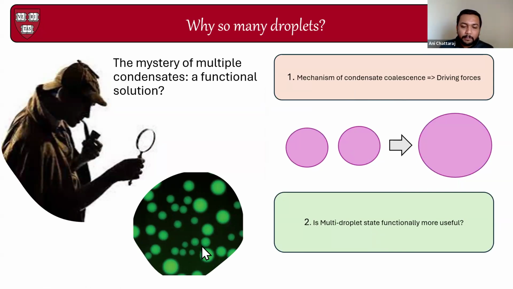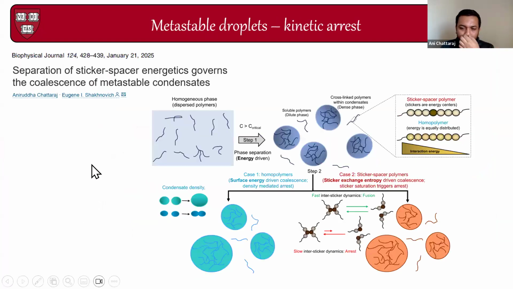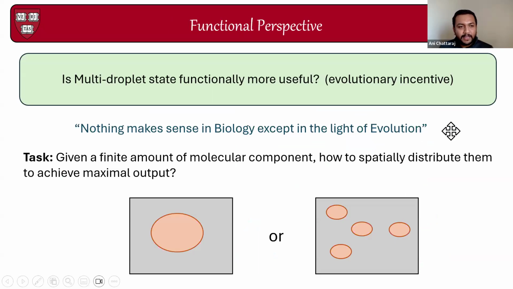And one hypothesis could be that perhaps this multi-droplet state is functionally more useful than having a single large counterpart. The first part I'm not covering in today's presentation. It's already published, you can look it up. The bottom line is, this multi-droplet state is not an equilibrium state. It's a kinetically arrested metastable state. There's an interplay between the kinetics and thermodynamics, and these are all dynamically arrested metastable states. But the question that we'll be briefly covering today is whether they are functionally more useful.